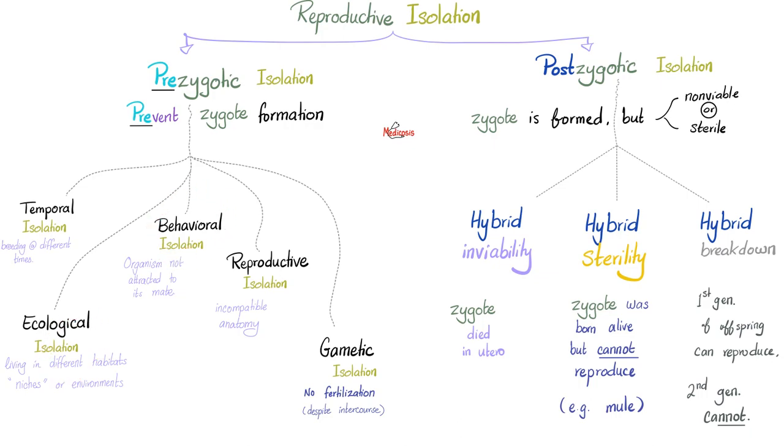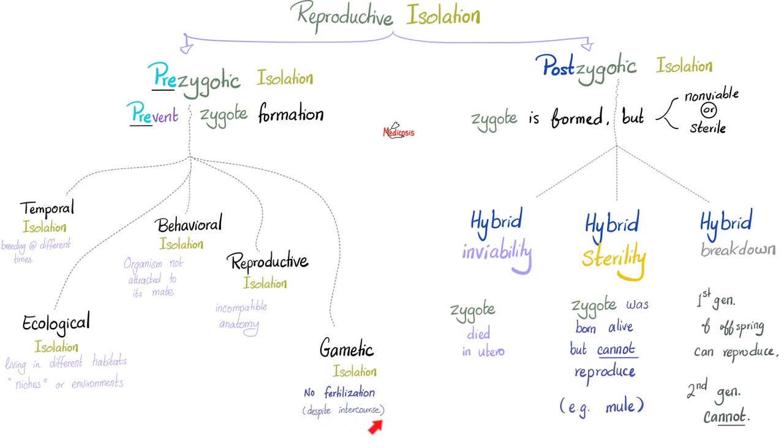Next, behavioral isolation. Well, the organism is not attracted to its mate. I do not feel like it. Honey, I have a headache. But what if she does not have a headache? Well, you can still have some trouble if this thing does not fit into that other thing, if you know what I'm saying. Even after all of this, you can still fail.